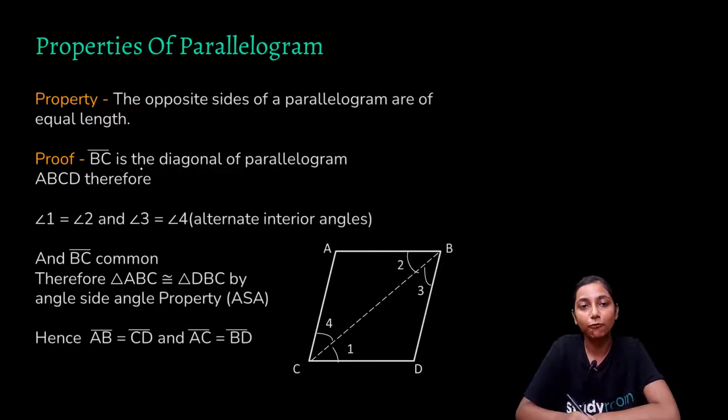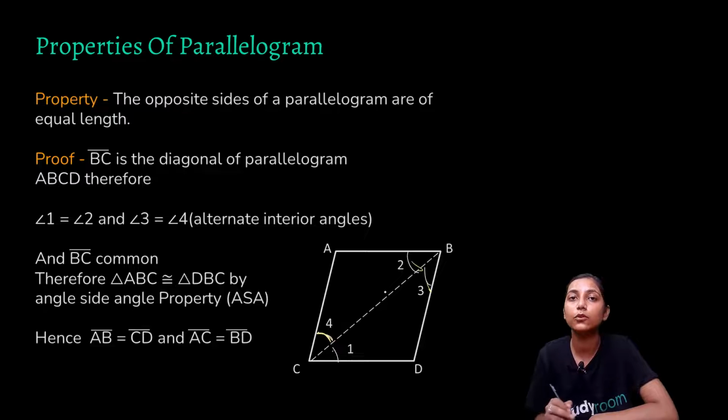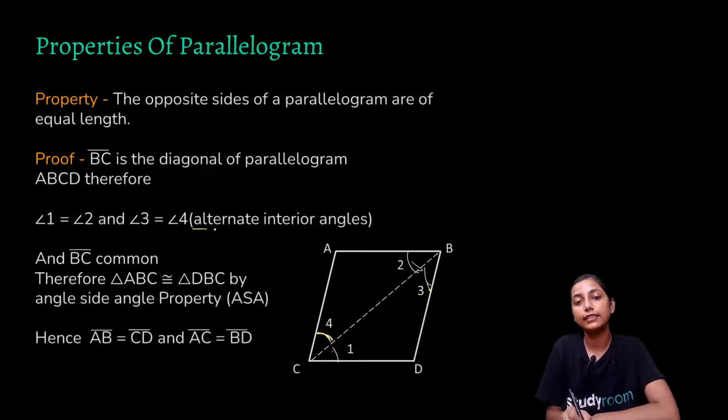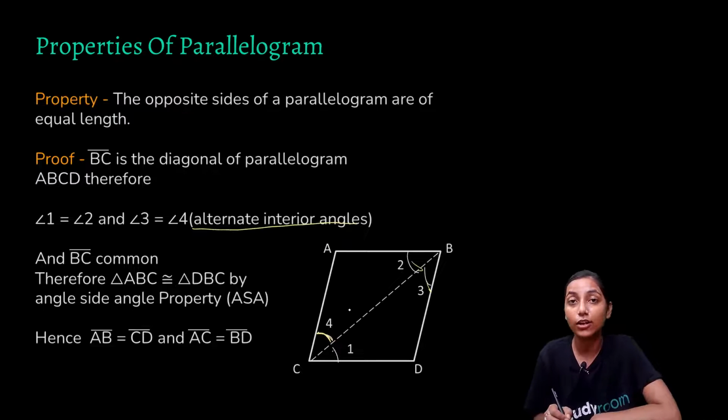BC is the diagonal of parallelogram ABCD, therefore this parallelogram has BC as a diagonal. Therefore angle 1 is going to be equal to angle 2 and angle 3 is going to be equal to angle 4. These two angles are going to be equal to each other, while these two angles will be equal to each other. Why is that so? Because these are the alternate interior angles, right? These are the alternate interior angles and that is why they are equal.